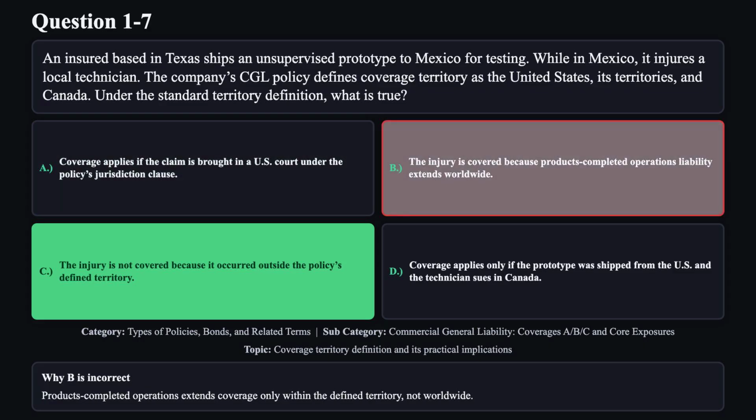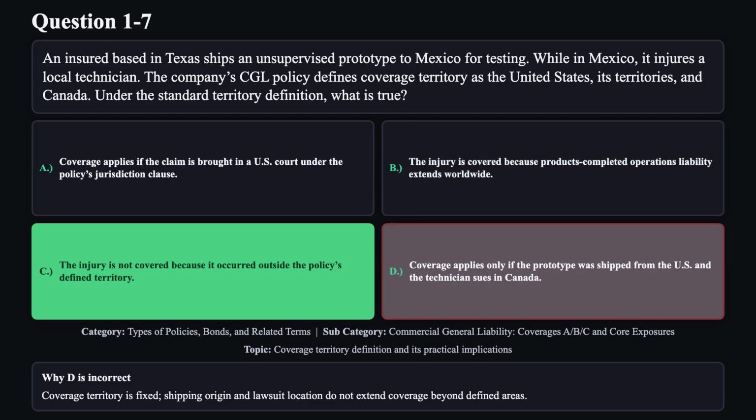Reason B is not correct. Products completed operations extends coverage only within the defined territory, not worldwide. Reason D is not correct. Coverage territory is fixed. Shipping origin and lawsuit location do not extend coverage beyond defined areas.